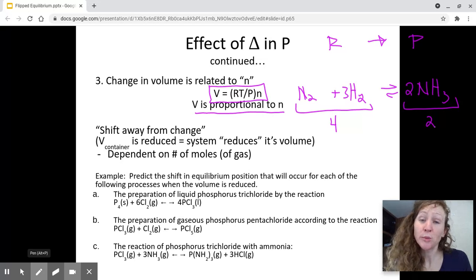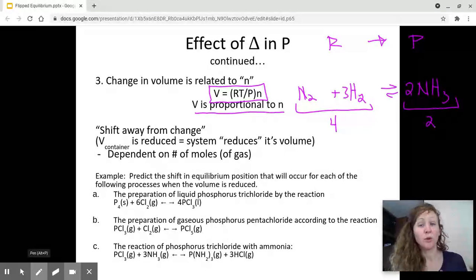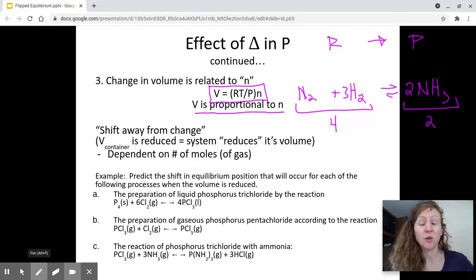Is volume conserved? No, it's not. So this law of conservation of mass doesn't apply to every single unit, right? It applies to mass. It applies to atoms. It does not apply to molecules or moles or volume. It doesn't apply to a whole bunch of things. So our moles of gas is changing in this reaction. We're going to have 4 moles of gas in the beginning, 2 moles of gas in the end, right?